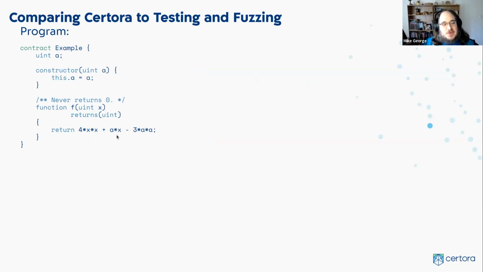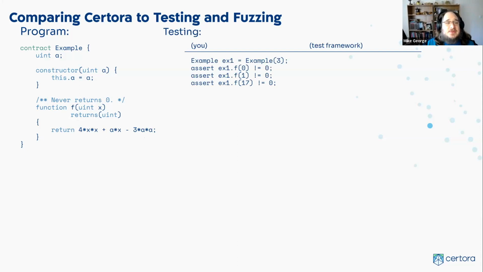It returns 4x squared plus ax minus 3a squared. And the claim by the developer, the important property that they care about, again in this contrived example, is that this function should never return 0. So let's think about how you would actually write a test for this. And we'll also show you how to fuzz it and how Certora would approach this.